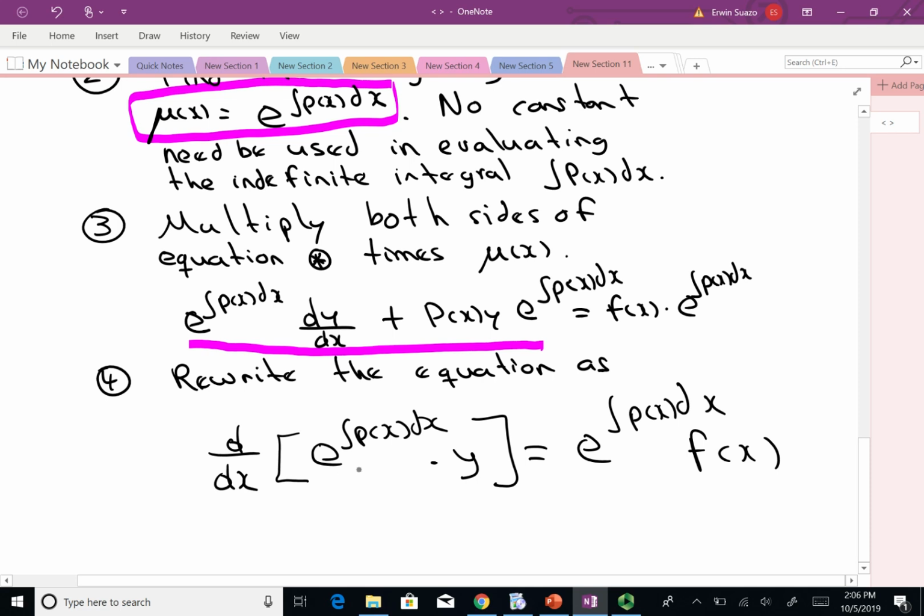What is the derivative of e to the integral of p of x dx? It is the same e to the integral of p of x dx times the derivative of this guy. The derivative of this guy is p of x by the fundamental theorem of calculus. By the fundamental theorem of calculus, the derivative of the integral of p of x is p of x.